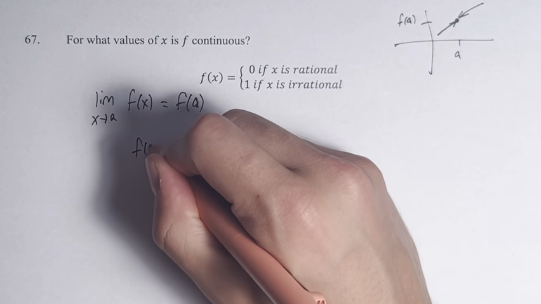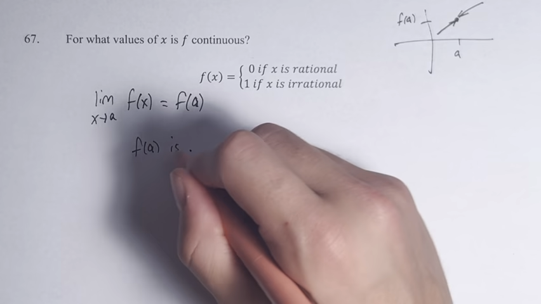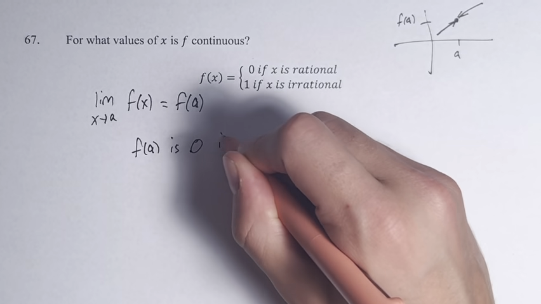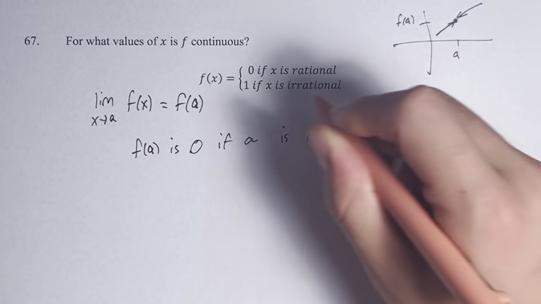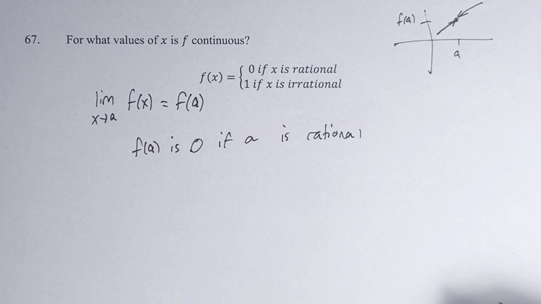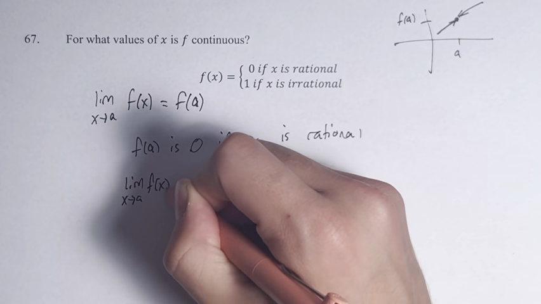So f of a is 0 if a is rational, right? Just using that from our definition of f of x. Therefore, we need the limit as x approaches a of the function to equal 0.